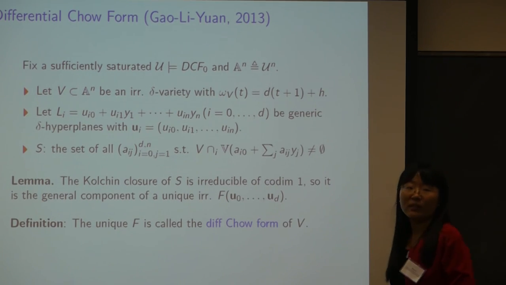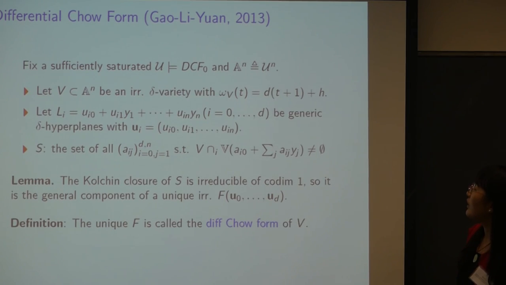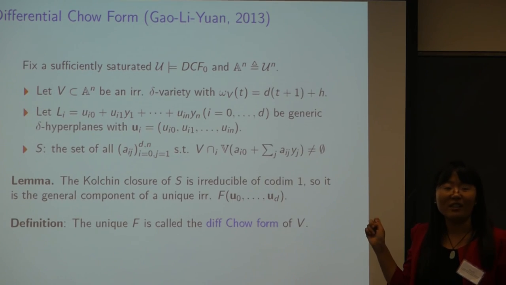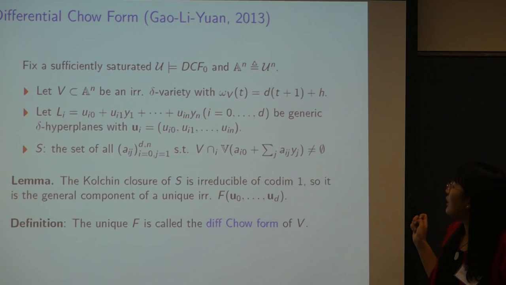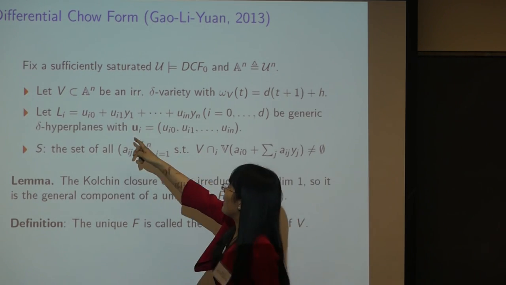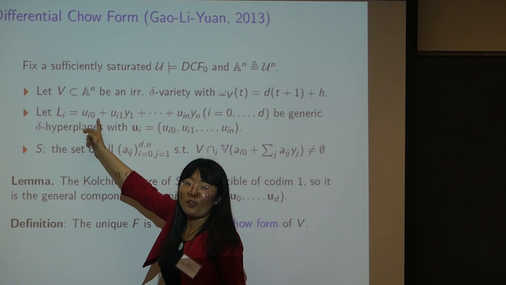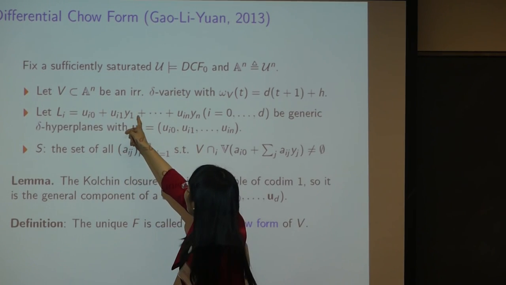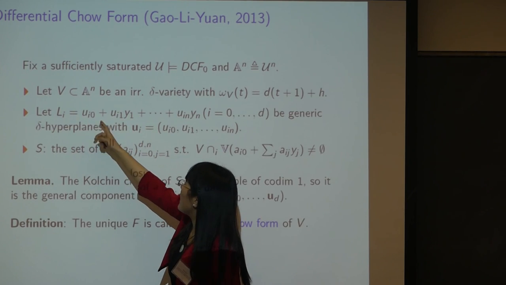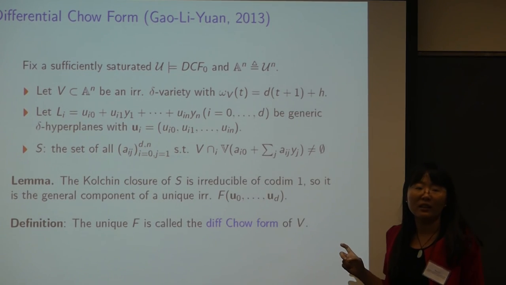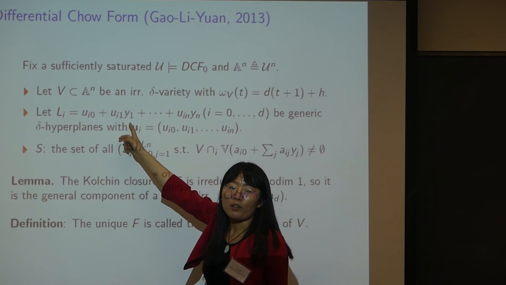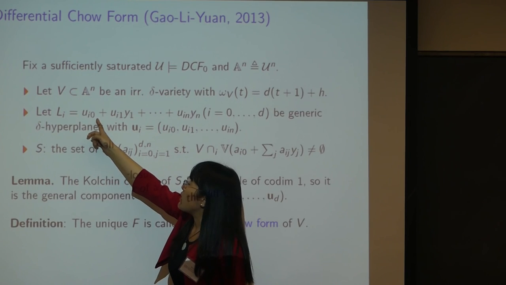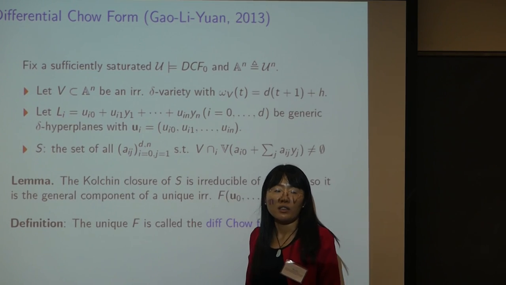So why do you say they're delta hyperplanes? They're just hyperplanes? Yeah, they're just hyperplanes. Sorry? Is it differential right here? No. Why do you say that they're delta hyperplanes? Delta means these are differential variables. Why are differential variables and u_ij differential indeterminates? What? Sorry? I mean, for the y_i, they are differential variables. And all the coefficients are differential indeterminates.